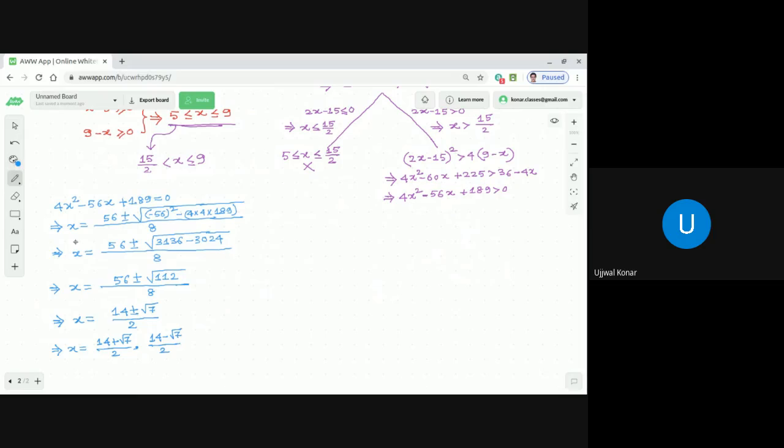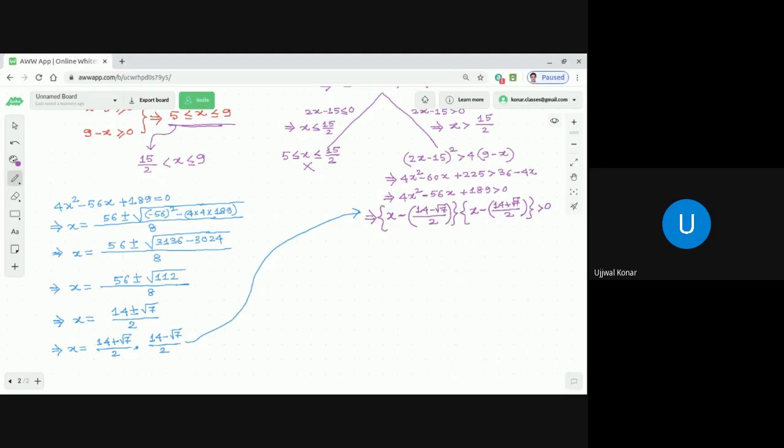So that value we can apply here, and we'll get something like this, dear students. Let me come back to the same color. This implies that we get x minus 14 minus square root of 7 by 2, correct or not, dear students? And x minus 14 plus square root of 7 by 2 is greater than 0.